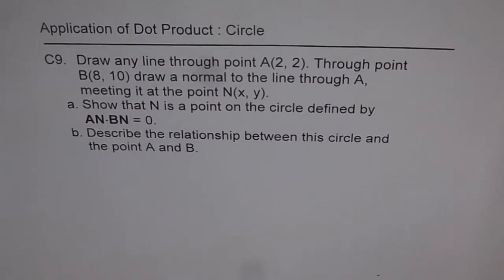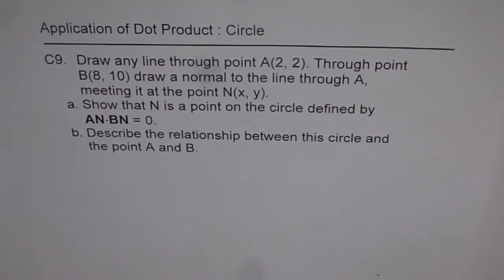C9. Draw any line through point A, 2, 2, through point B, 8, 10. Draw normal to the line through A, meeting it at the point N, xy. Show that N is a point on the circle defined by AN.BN equals 0. Describe the relationship between this circle and the points A and B.